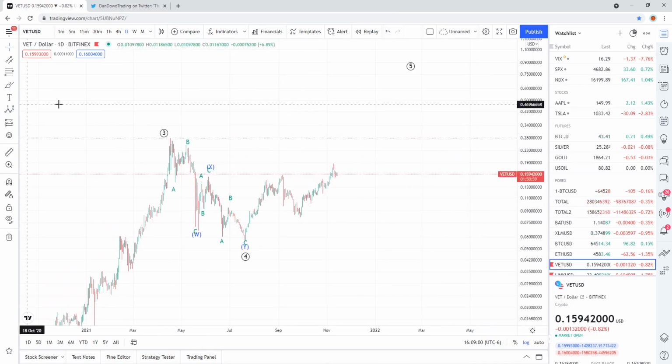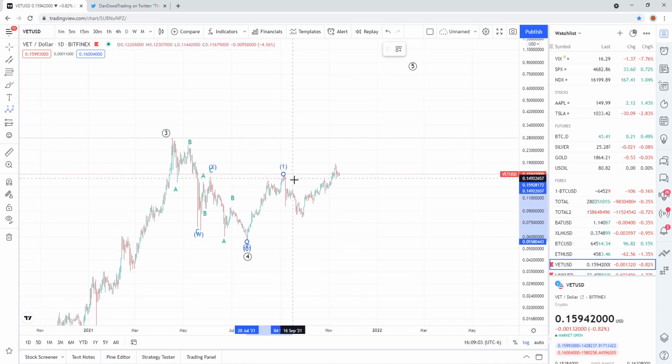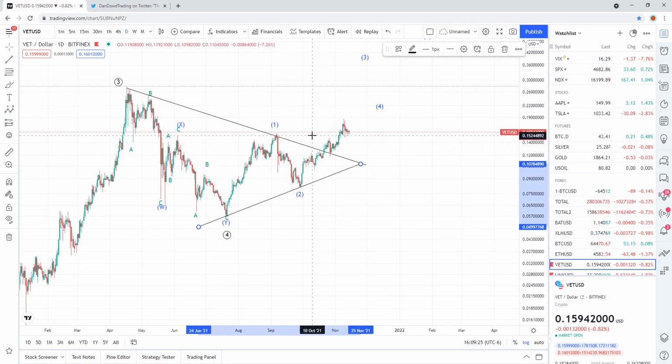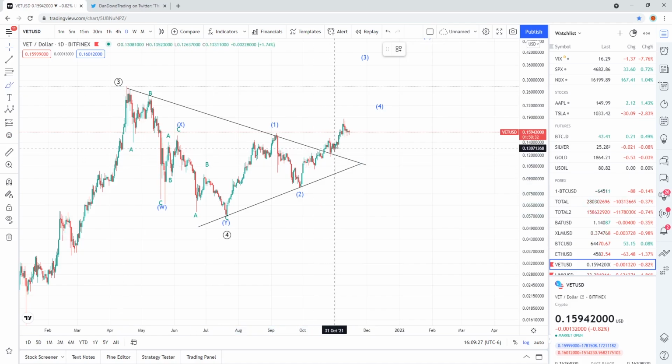Since it's at the start of primary wave 5, I believe that this is wave 1, 2, and it is going on to set wave 3, 4, and 5. On the daily time frame, it did break out of a triangle and it did retest it as support. This is when I alerted it on my Twitter because this is a very good looking setup right here.